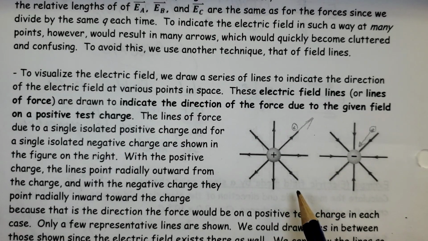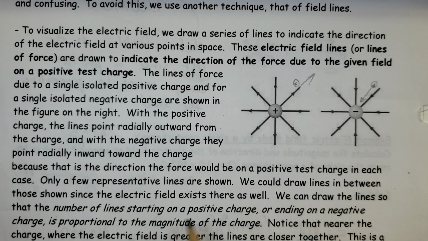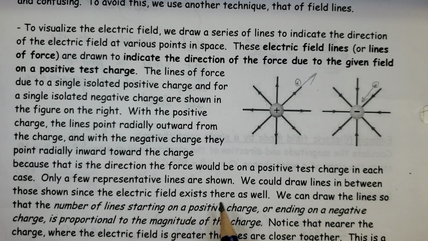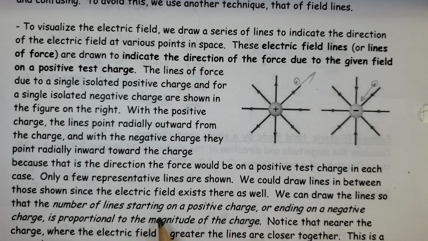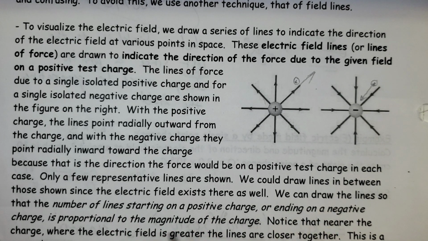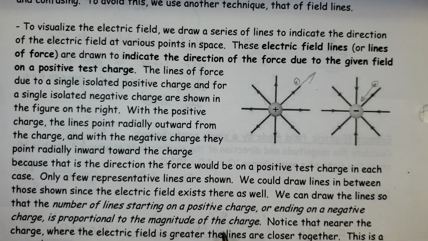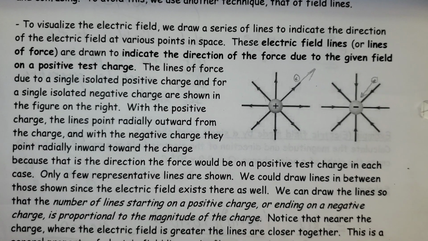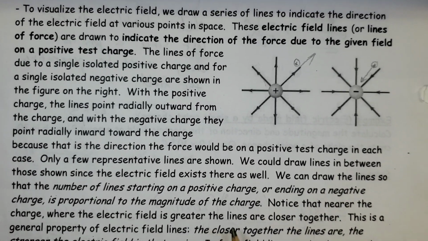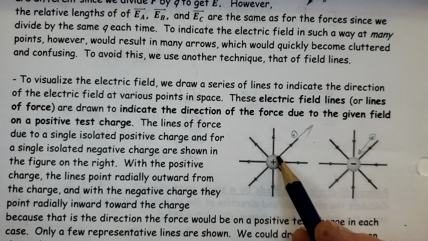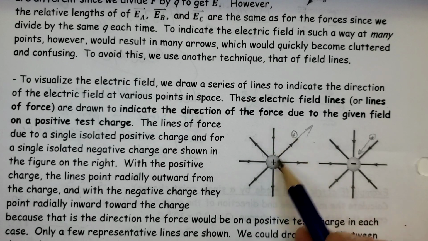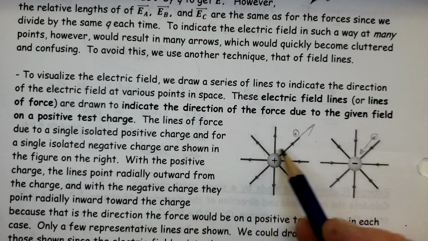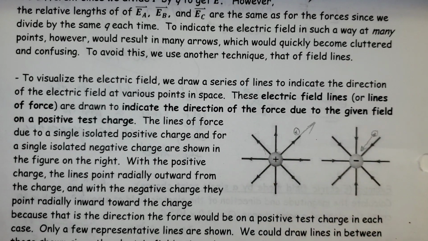Only a few representative lines are shown. We could draw lines in between those lines since the electric fields exist there as well. We could draw the lines so that the number of lines starting on a positive charge or ending on a negative is proportional to how big it is. Notice that near the charge, the electric fields are greater. So if you look over here, the distance between these two lines is really small, whereas when I go out here, the distance is bigger. So the closer you get, the stronger the electric field is over there.